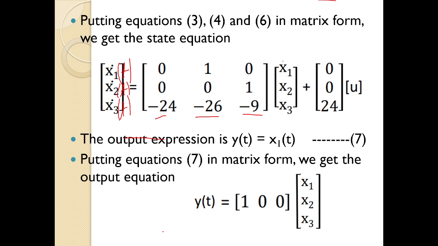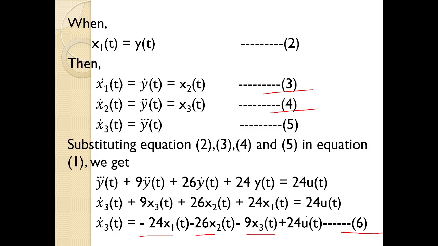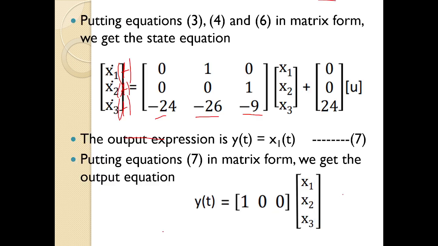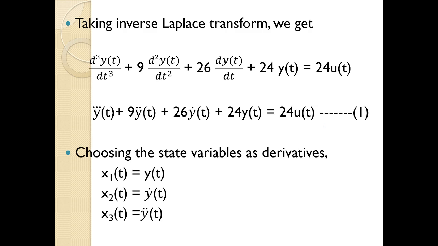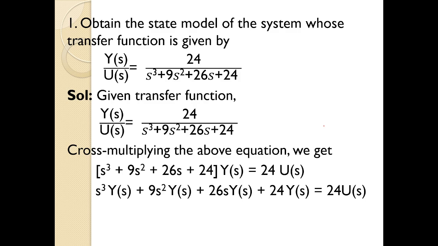Now write all this in brackets, and the variables x1, x2, x3 in another matrix. This matrix is multiplied with x1, x2, x3, plus what about the input? The input is u of t, and it is only 24 u of t. So 0, 0, 24 u of t. This is the given equation.